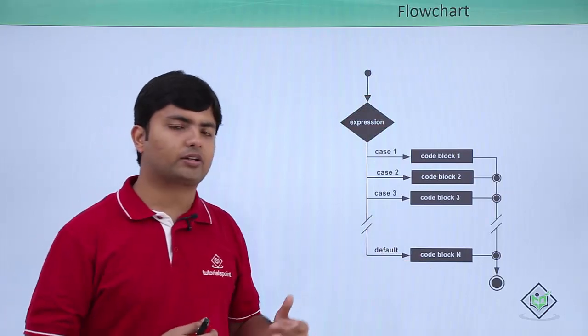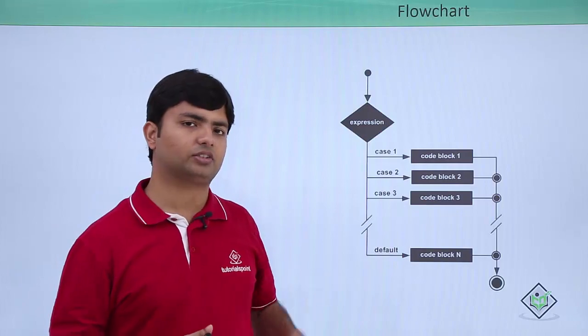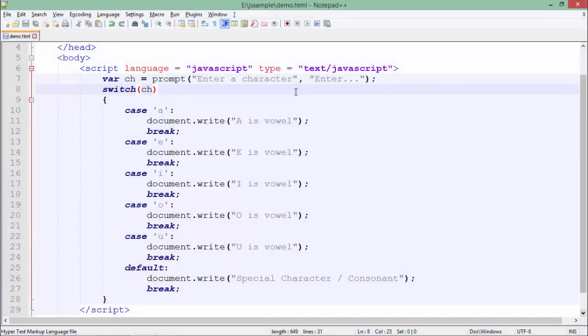So let's see practically how we can start writing this switch statement. In this particular program, I'm taking a single character from the user and comparing whether that is a vowel or a consonant. For doing that, first of all, I'm taking a user input using the prompt box, and we'll make sure that whenever we enter something, it will just be a single character. And I'm storing that in a variable called ch.